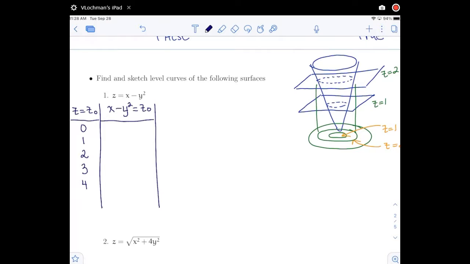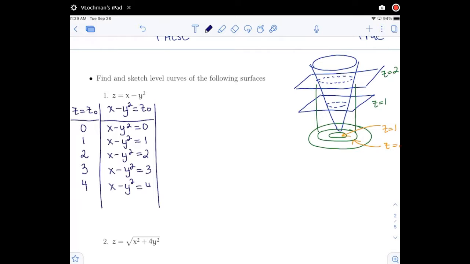Okay, once I set these, I'm going to get what? So this is x minus y squared is equal to 0. x minus y squared is equal to 1, and so forth. These are my level curves. Notice your level curves will be one dimension lower than your actual surface, right? So your surface is in 3 dimensions, and now your level curves are in 2 dimensions. Okay, so x minus y squared is equal to 4. That's my last level curve that I'm going to consider.